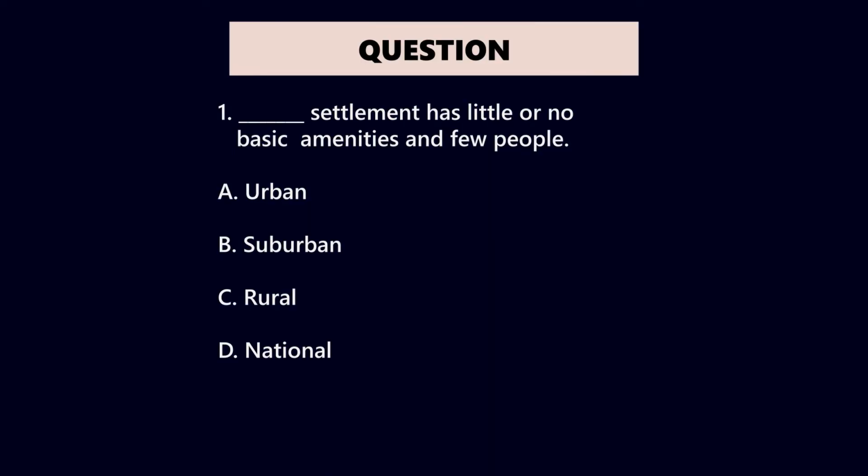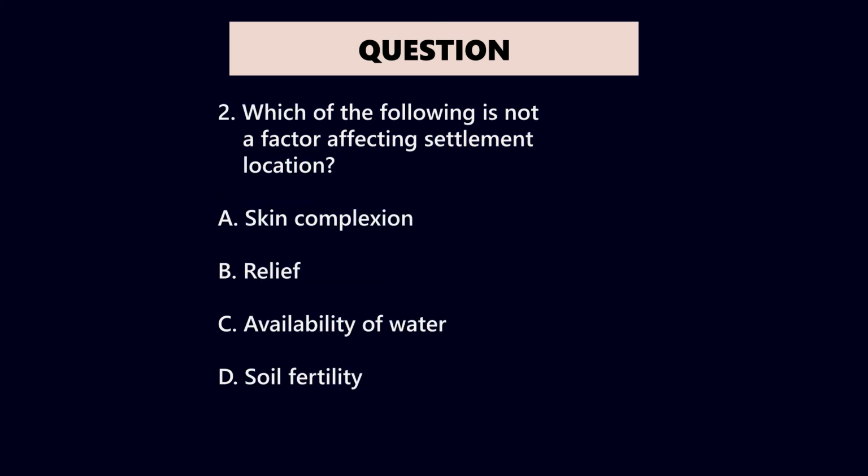Now let's test ourselves with some questions. Question 1. Dash settlement has little or no basic amenities and few people. A. Urban. B. Suburban. C. Rural. Or D. National. The correct answer is C. Rural.